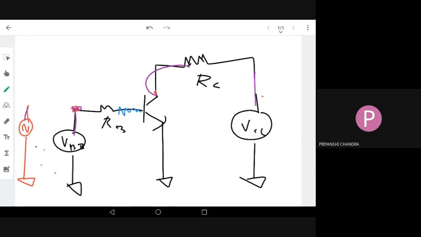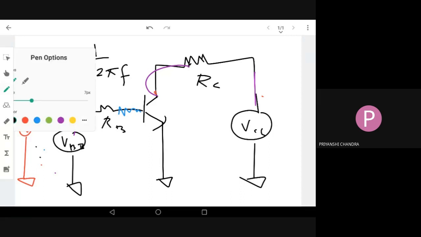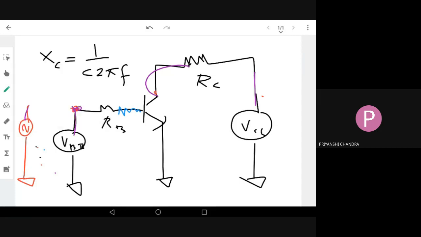Let's see what the impedance of a capacitor is. XC, the reactance of a capacitor, we write as 1 by C omega. What is omega? 2 pi into frequency. So the capacitor's reactance depends on the frequency. As the frequency increases, since it is in the denominator, XC is going to decrease. That means the impedance offered by the capacitor to AC is very negligible, very small. As the frequency increases, the capacitor reactance decreases.